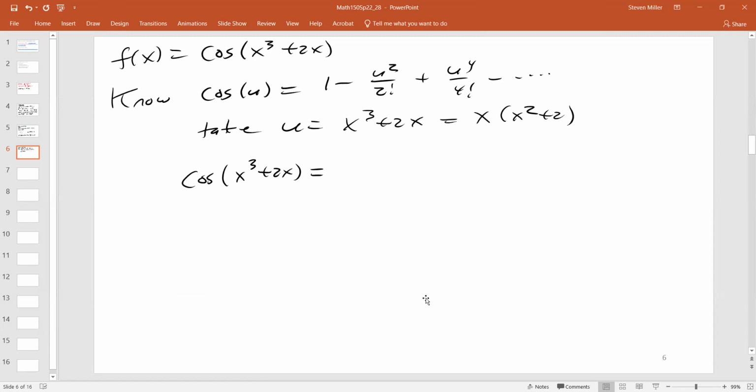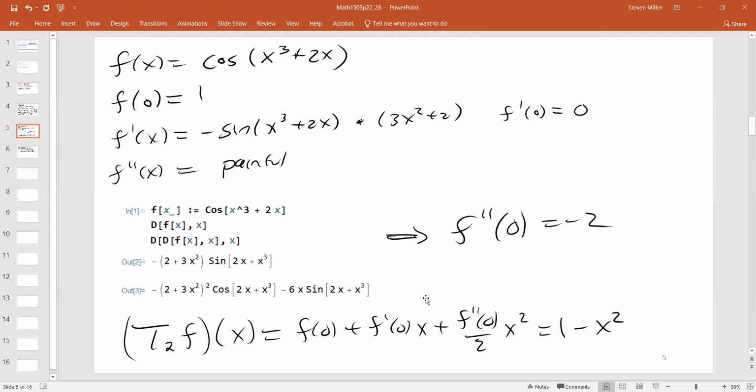All right, so cosine of x cubed plus 2x, I just replace u in the expansion for cosine with x cubed plus 2x. So it's just going to be 1 minus (x cubed plus 2x) squared over 2 factorial plus (x cubed plus 2x) to the 4th over 4 factorial plus... Hope you didn't make any mistakes. Oh, I did. Okay. It's -2 plus 3x squared. I didn't say there was a square.